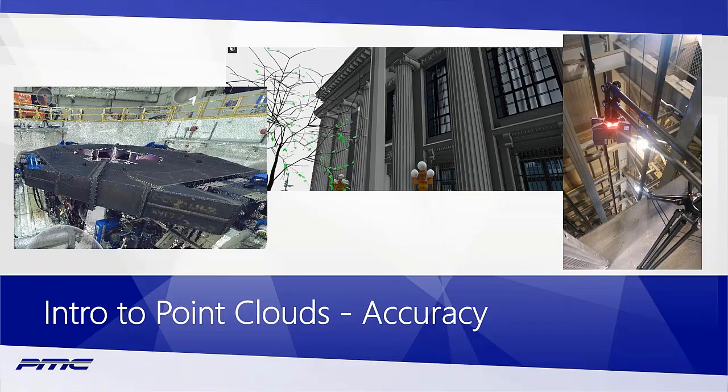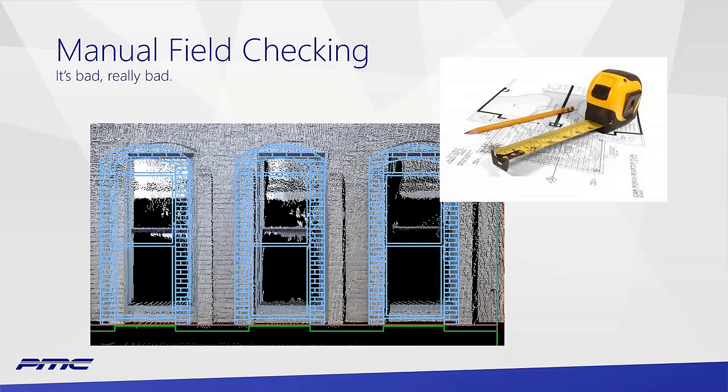So another thing to talk about here is point cloud and accuracy. And in general, what you're getting with a point cloud is something that's much more accurate than what we used to do, right? So we have countless examples where we've been called in to verify manual field checking, usually during the construction phase, when things did not make sense. Manual field checking is simply not effective today. It never was, but it used to be the best that we had.